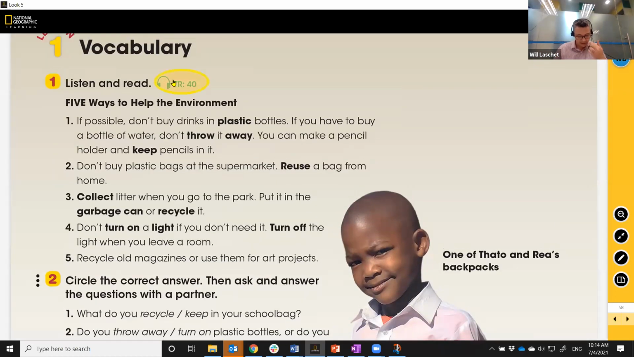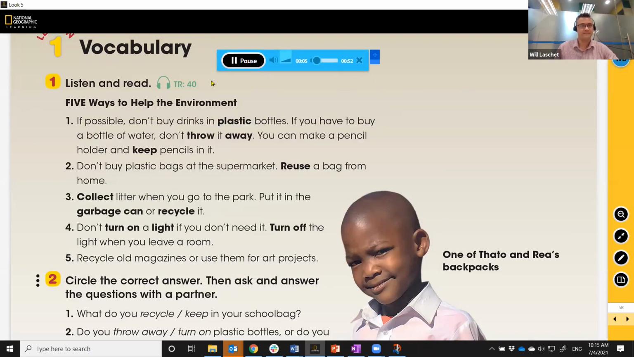So we're actually going to go through and listen to each of these 5 things that we can do to help the environment. And we're going to also study some of the vocabulary as we go through. Okay, so let's listen and find out what we can do. 5 ways to help the environment.